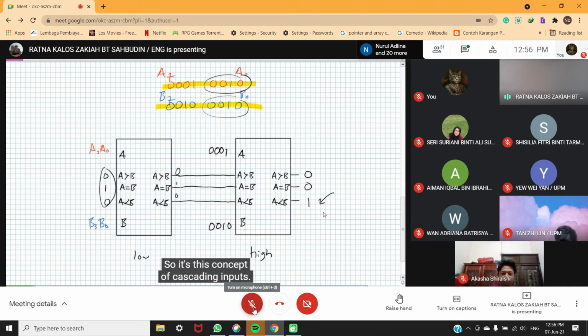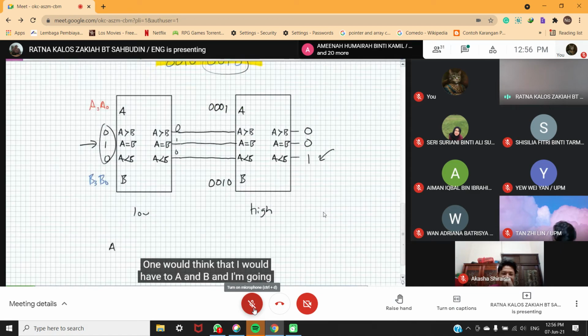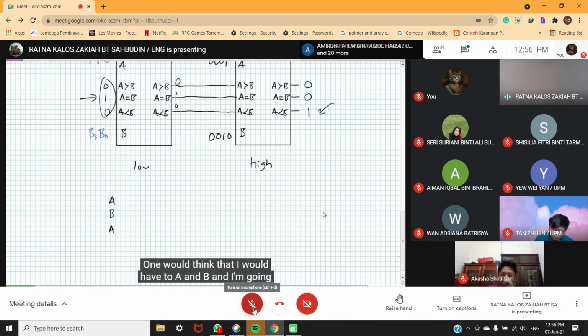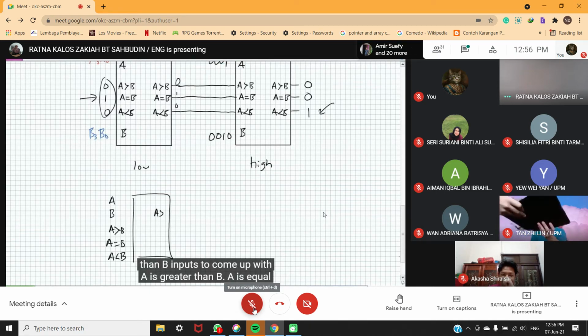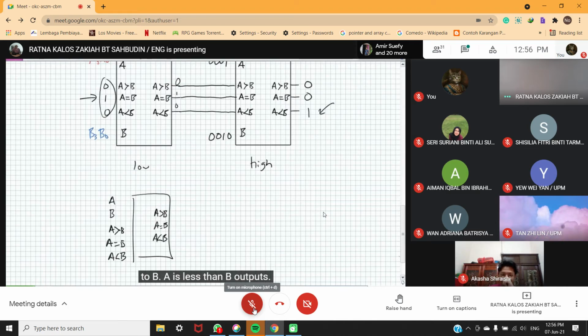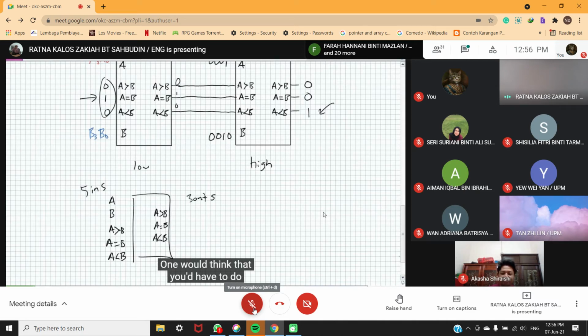So it's this concept of cascading. So let's talk about 1-bit comparators. We talked about having 3 inputs in there. You could also kind of streamline this. You can make 4 inputs for a 1-bit comparator. One would think that I'm going to have to do A and B, and A is greater than B, A is equal to B, A is less than B inputs to come up with A is greater than B, A is equal to B, A is less than B outputs. So it's 5 ins, 3 outs. One would think that you'd have to do that for a single-bit comparator. And then if I wanted to use a structural approach in VHDL, I would have to take this model and hook it up with another one next to it.